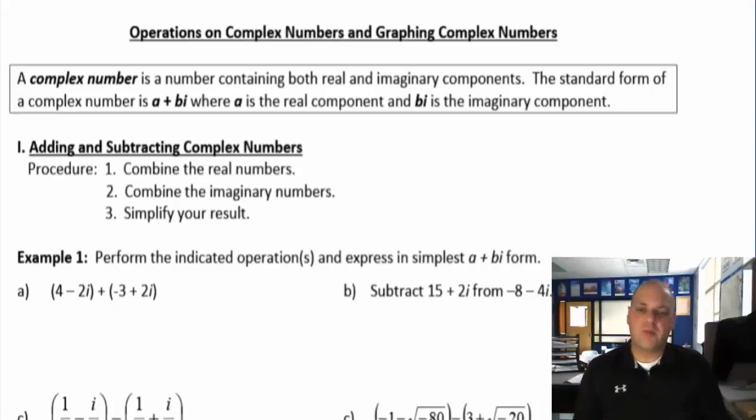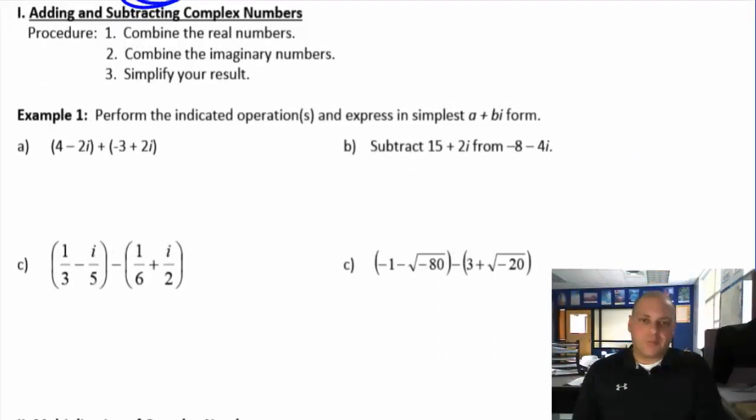And the form is right here, a plus bi. A plus bi, that is the form you will write them in. Basically, when it comes to the operations of adding and subtracting, you're basically going to be combining like terms, just like you would do if you had x's. You treat the i like it's an x.